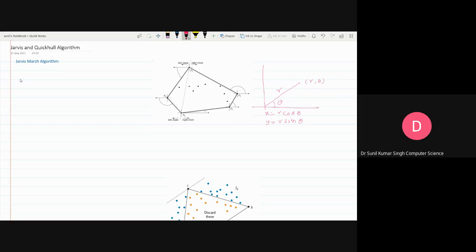Now, the Jarvis-March algorithm. The objective of the Jarvis-March algorithm is once again to find the convex hull. So can anybody define what is a convex hull? Yes, anyone? Can anybody define it?